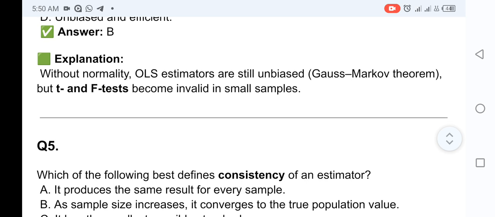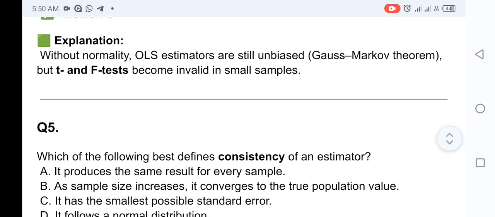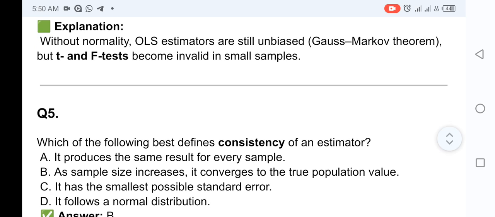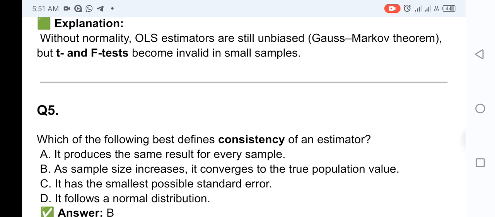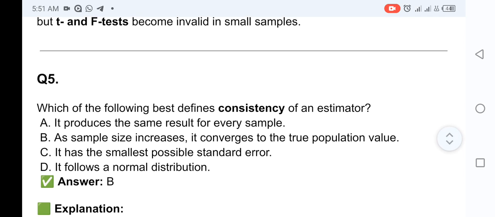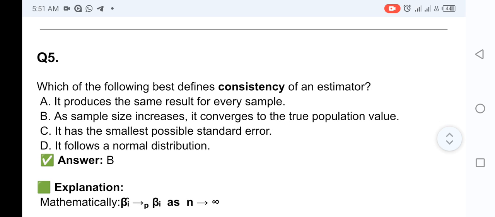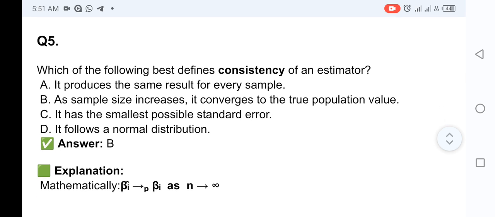Q5. Which of the following best defines consistency of an estimator? A. It produces the same result for every sample. B. As sample size increases, it converges to the true population value. C. It has the smallest possible standard error. D. It follows a normal distribution. Answer: B. Explanation: Mathematically, beta hat converges to beta as n goes to infinity.